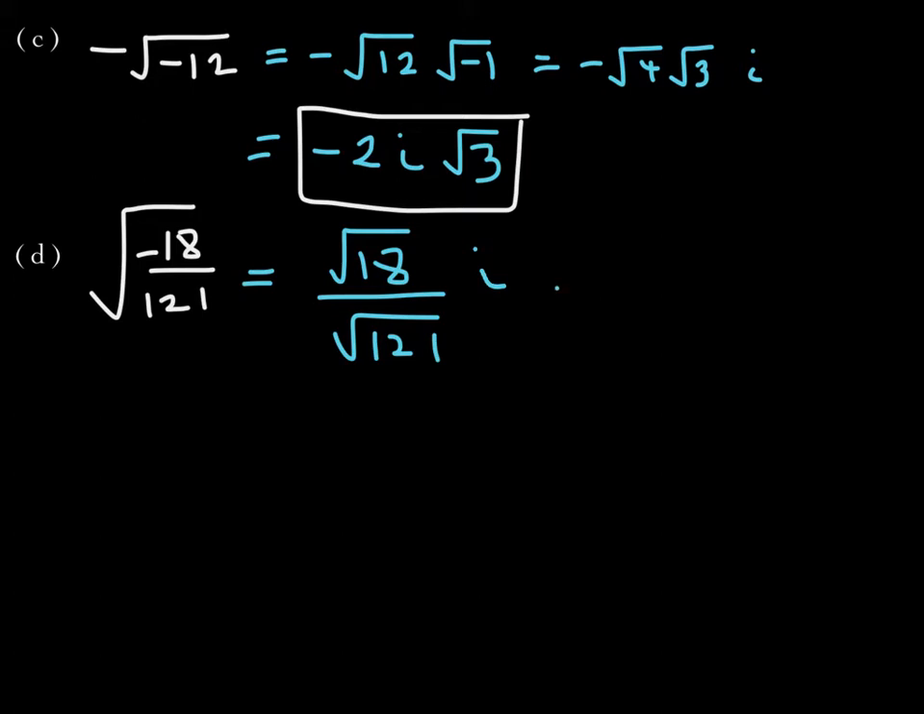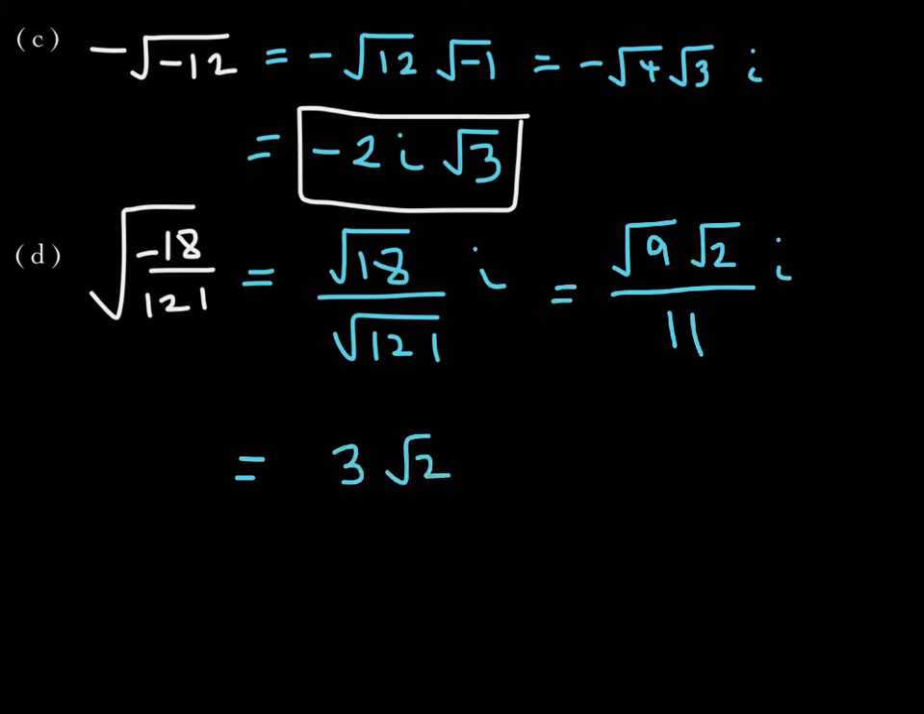Now, the square root of 121 is a perfect square, so that's just 11. And the square root of 18 can be rewritten as the square root of 9 times the square root of 2. Don't forget i. So then your final answer can be rewritten as 3 root 2 over 11, and then I'm going to have i hang out next to the fraction.